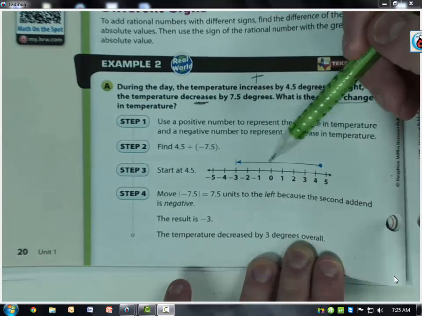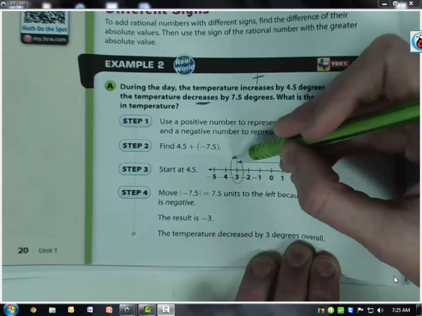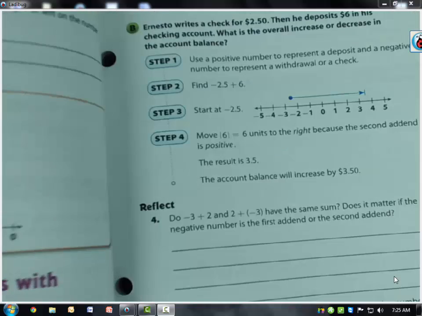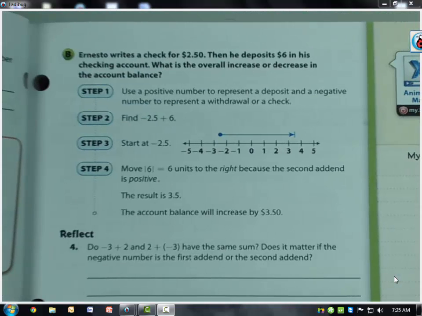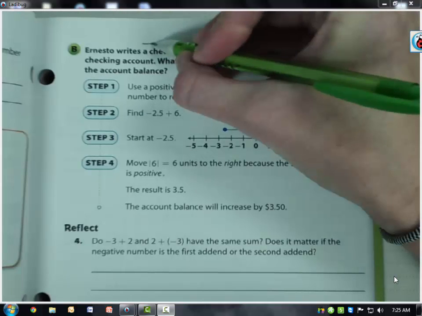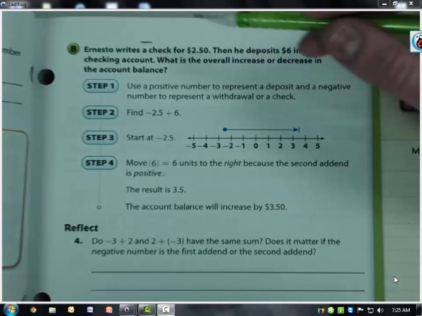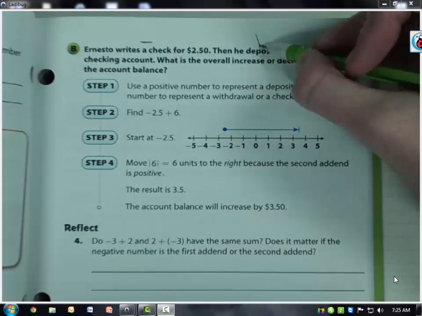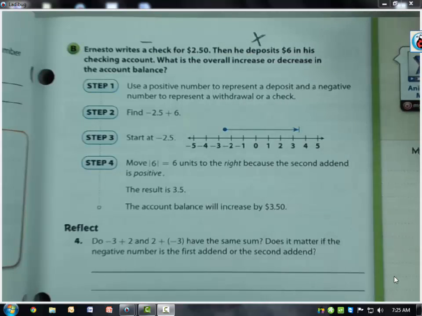We're almost done, bear with me. Ernesto writes a check for $2.50. When you write a check, that means you're giving someone money, so that would be going towards the negatives, a negative. Then he deposits money in his checking account. If you deposit, that means you're adding money in your checking account. We're going to be going over this in detail when we go to our next unit. If he deposits $6 in his checking account, what is the overall increase or decrease in his account balance? Because look, we have a negative and a positive. We're going towards the negatives and then towards the positives.